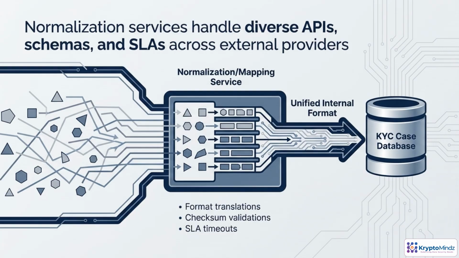Every external KYC provider speaks a slightly different language: different fields, encodings, and error behaviors. A normalization service gives you a clean contract internally. It takes messy payloads, validates checksums, converts formats and codes, and enforces SLA timeouts before anything touches your core KYC case store. Architecturally, this becomes your shock absorber, so adding or swapping vendors doesn't ripple changes across dozens of downstream services.